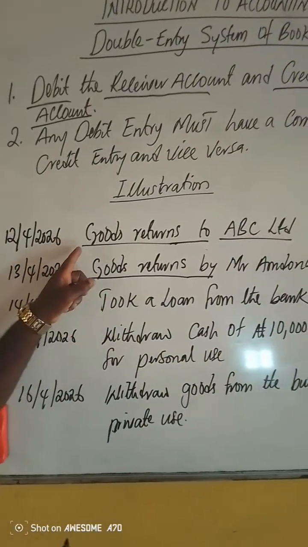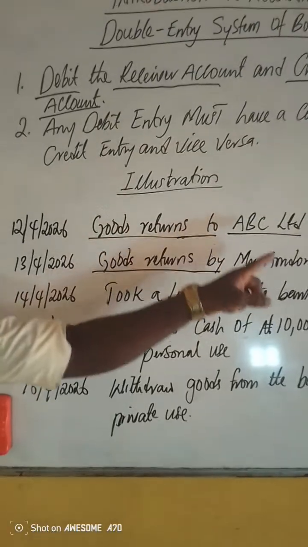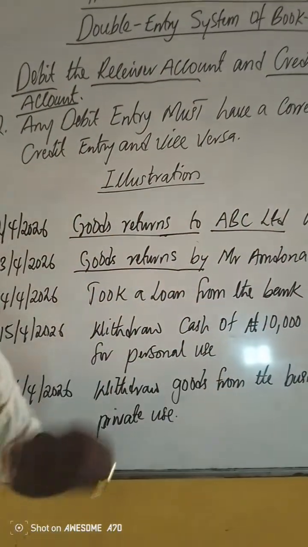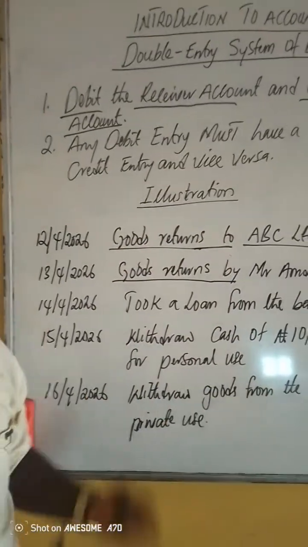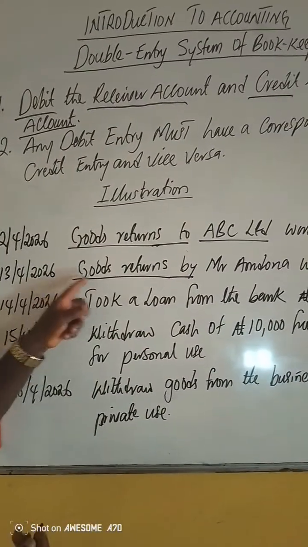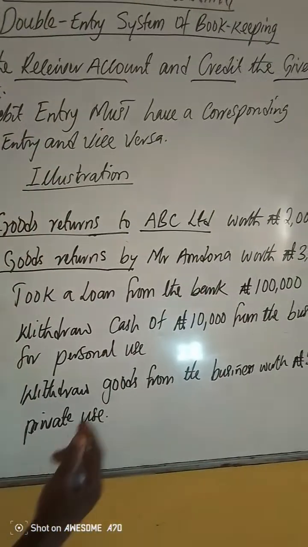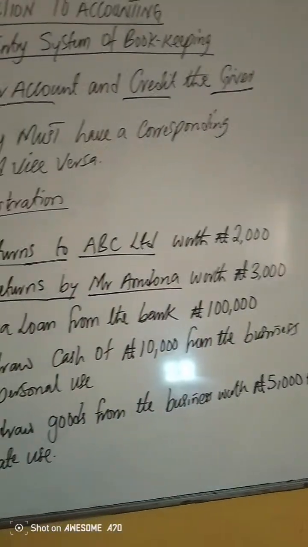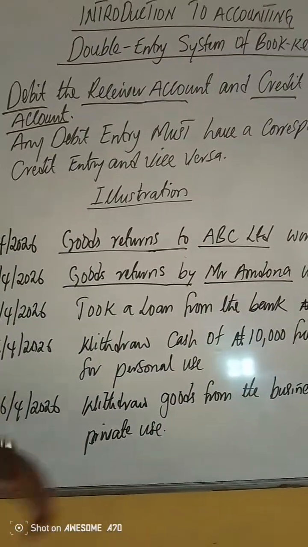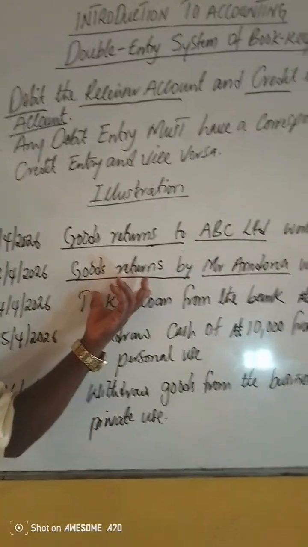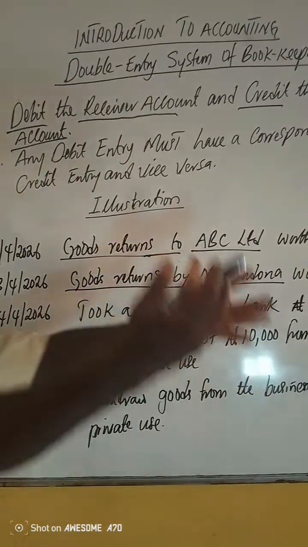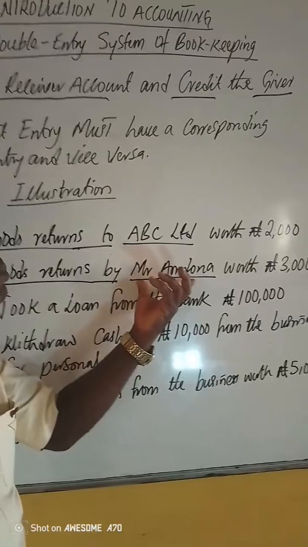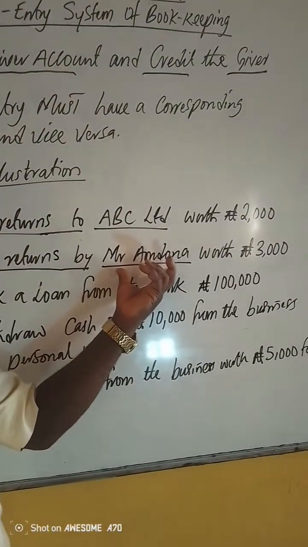So anywhere you see goods returned to, that means return outwards. Goods returned by mostly means return inward. These are the prepositions that qualify it. So in this case, goods returned by means return inward. By who? By Mr. Honda. So here, the account that received becomes the return inward. The goods have been returned by Honda, then they have been received. Then that becomes the receiver account. Then who is giving the goods? Mr. Honda, who is giving the goods back, becomes the giver account.